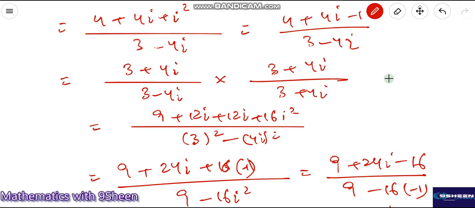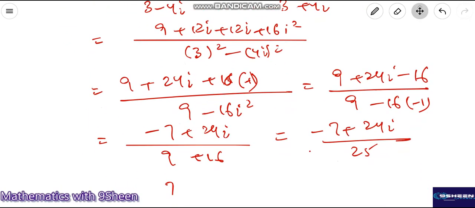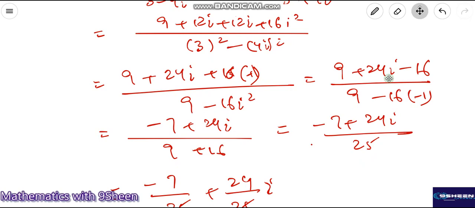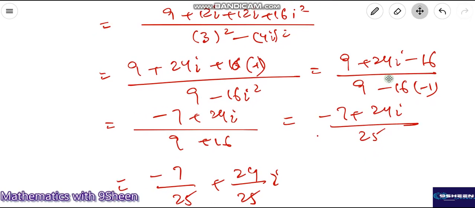3 plus 4 iota, 3 plus 4 iota. So this value will become, and 3 minus 4 iota, 3 plus 4 iota, a square minus b square. Next is 9 as it is, plus 12 is equal to plus 24, and plus 16 iota square is equal to minus 1. 3 square minus 4, for the 16 iota square, plus minus 16, 9 minus 16, minus 7, plus 24 iota. Iota square is equal to minus 1, minus positive, 9 plus 16, 25.